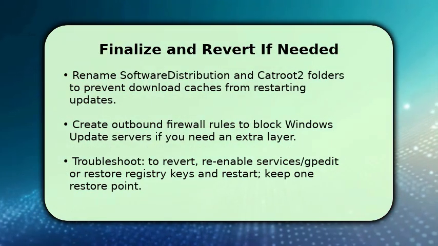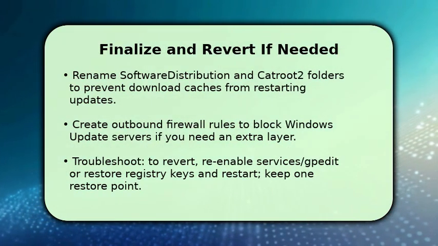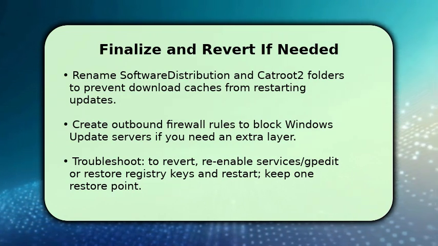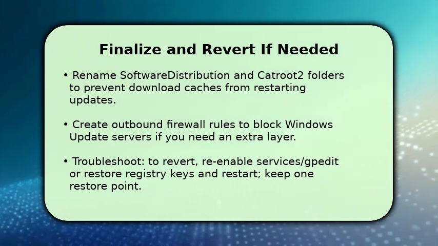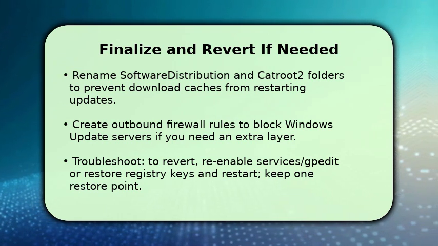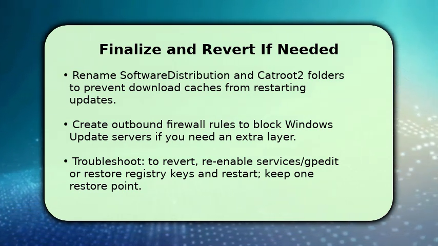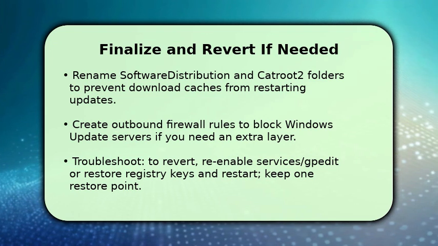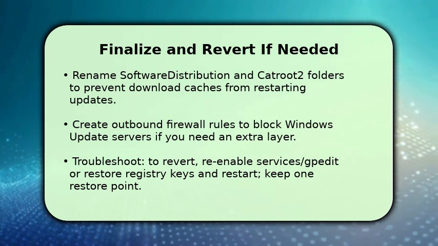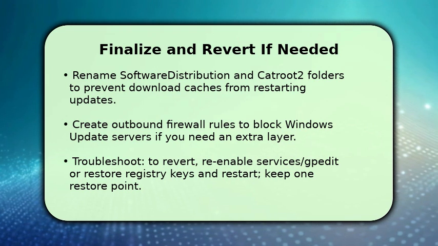To finish, rename the SoftwareDistribution and catroot2 folders in an elevated prompt to force Windows to stop using cached update files. Once done, you can optionally create outbound firewall rules that block common Windows Update endpoints for added protection. Make sure rules target svchost or Windows Update ports.